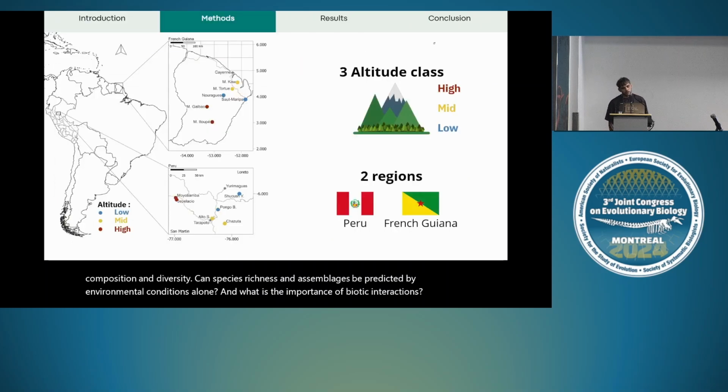For this, we conducted our research in Peru and French Guiana with a distribution of sites according to three altitude classes in order to better observe variations in communities and ecological factors. For the rest of my presentation, I will keep this color code: low altitude in blue, mid altitude in yellow, and high altitude in red. And the choice of two distant regions allows for a parallel study where sites are similar in environmental conditions, but differ in evolutionary history.